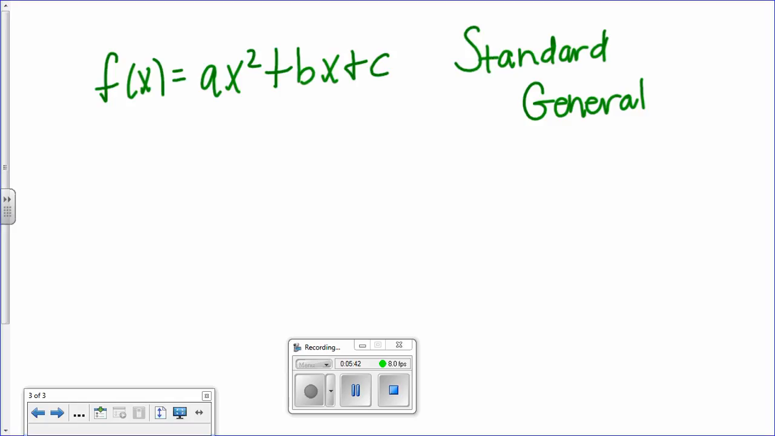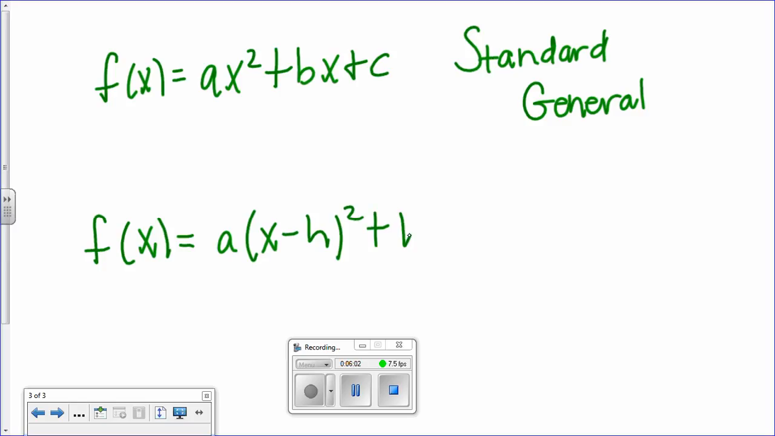And then the other form they call standard, but it's actually vertex form. And it is with the h and k that we were talking about, how you move it around. We're going to call that one vertex form: a times x minus h squared plus k. We've already talked about what h and k do.